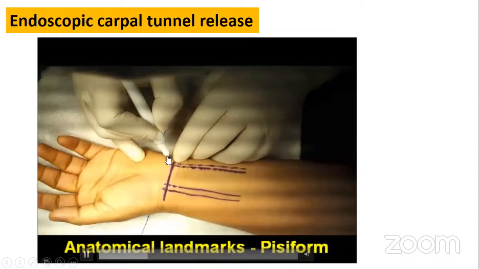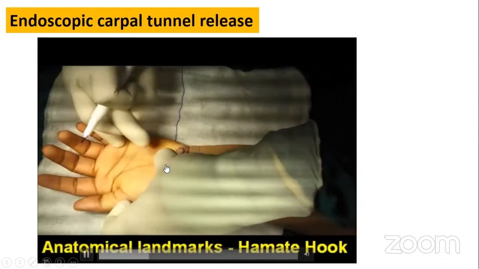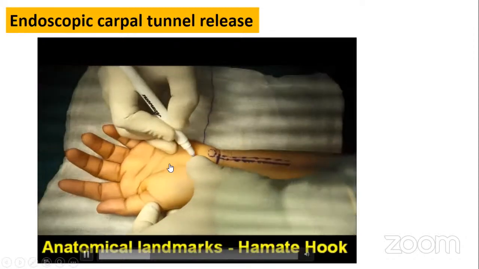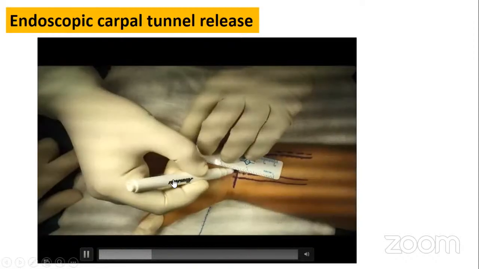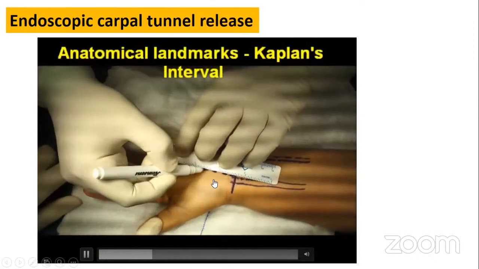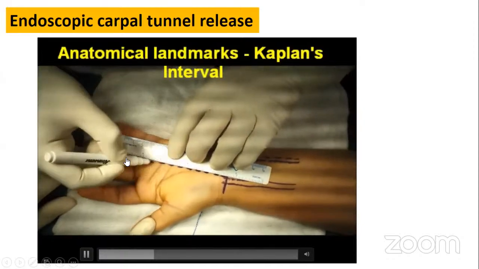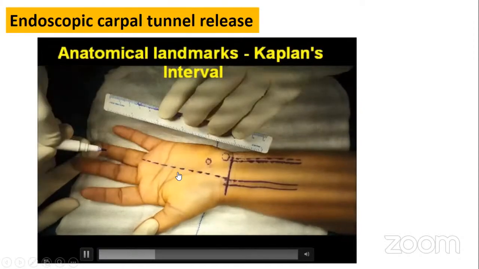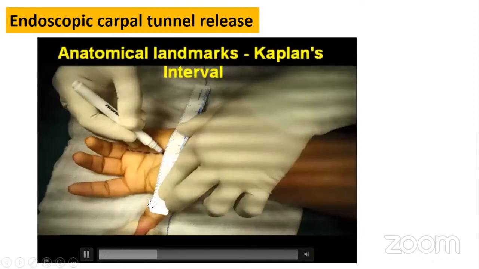So that is the wrist crease here, and that's your pisiform, and that is your hamate. These are all the landmarks you need to mark, especially when you're starting off. And you draw your Kaplan's interval there, in line with the ring finger. That is the first line. And then along the thenar crease, you draw the other line.